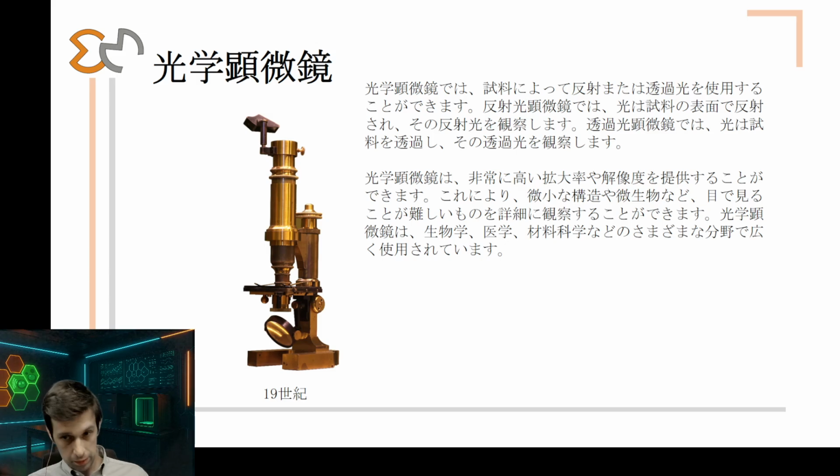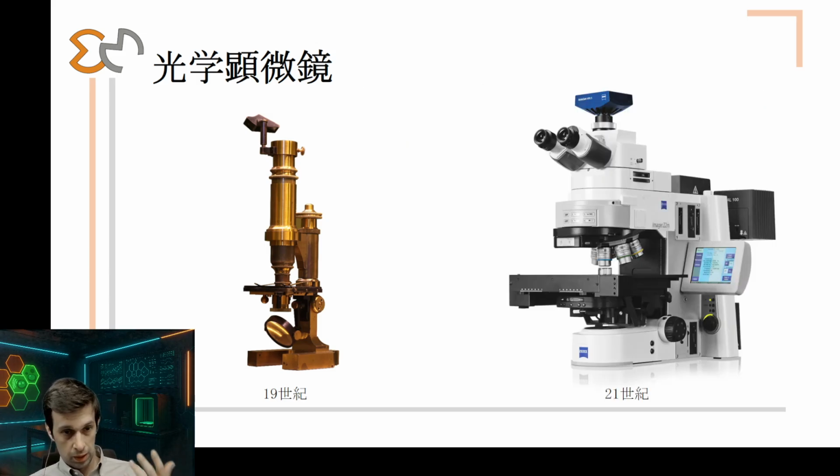But this is an old microscope from the 19th century. Nowadays, light microscopes look a lot more like the one on the right side, but more or less the pieces are the same. We have the lenses, and we have the source of light. In the 19th century microscope, it was a mirror, and a candle or a light bulb was used, depending on the period of time. Then we have the eyepieces.